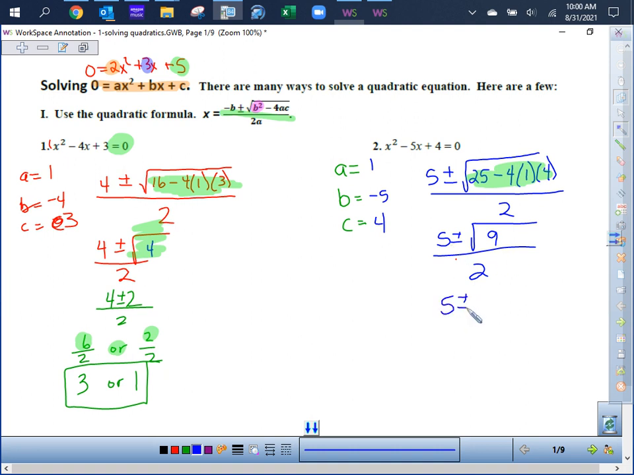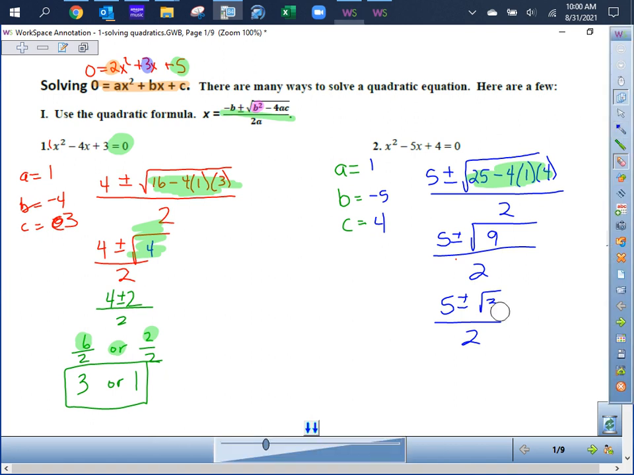You ready for an oopsie? I've been grading for a long time. Here's an oopsie. What's wrong with that? Yeah, you don't need the square root. That's an oops, my bad. The square root of 9 is not the square root of 3. It's just 3. Cool? So just 3.